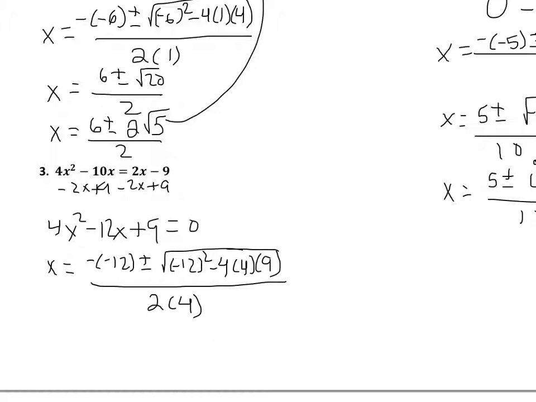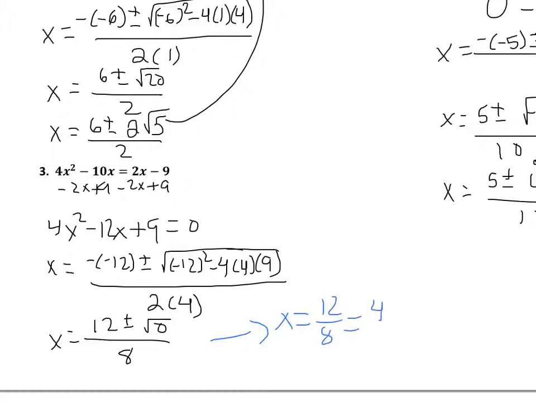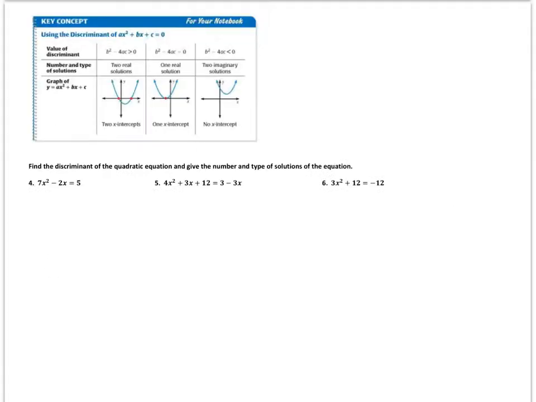Okay, so you would get 12 plus or minus the square root of 0 over 8. So you would get x equals 12 over 8, which is 3 over 2. So 3 over 2. Alright, let's take a look at the next page.